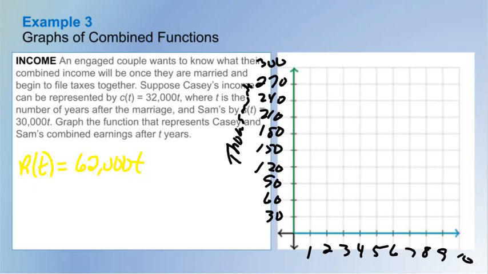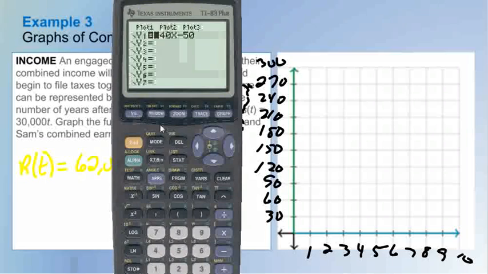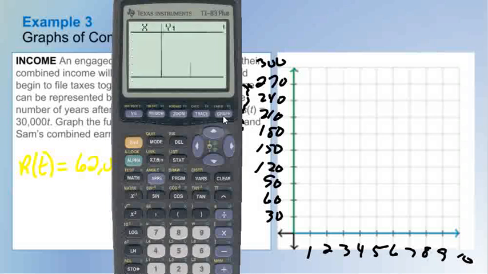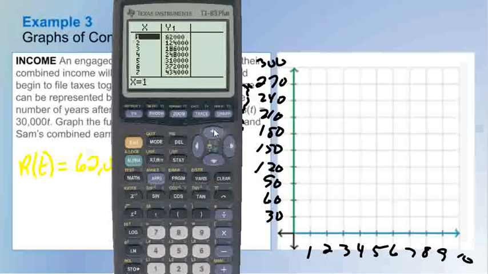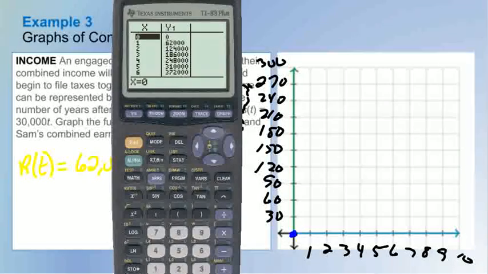So now if we were to graph these, let's put this in our calculator here. Come up with our table of values. So we had 62,000 x. If I did second graph, we can see a table of values here. So we got 0, 0. We have 1 and 62,000, so roughly here.